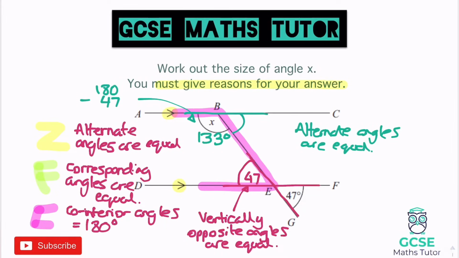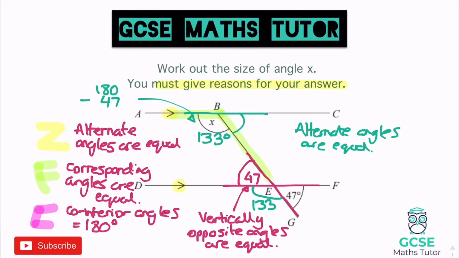So obviously I'd do 180 take 47 again, that gets me straight to the 133. But again, there are lots of different ways that I could get there. I could have even done angles on a straight line here. I could have done next to the 47 is 133 and got that one first, and then we could have done, I'll swap to the same colour as the picture over there, there we go.